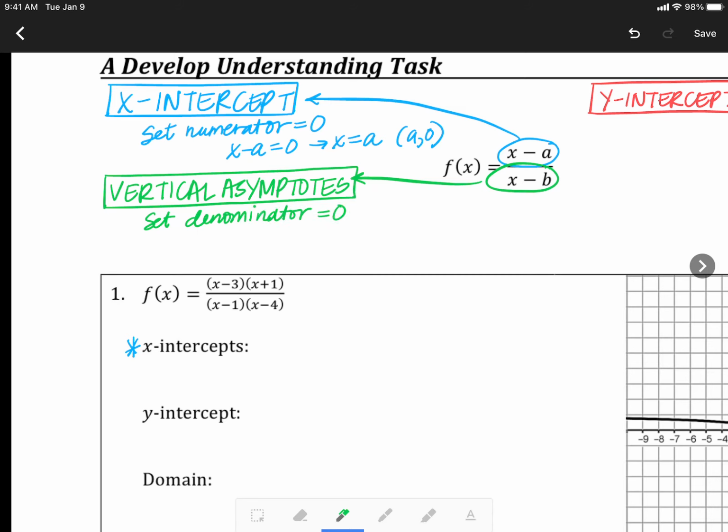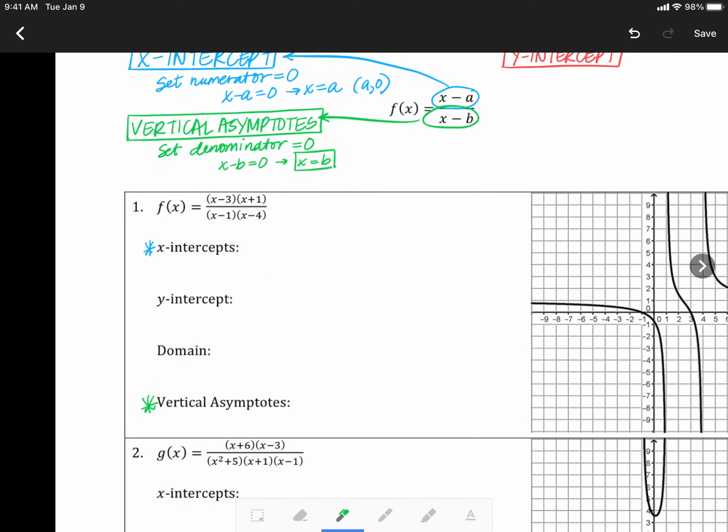Looking for those factors. So in this case, x minus b set equal to 0, and we would get x equals b, and that is our vertical asymptote. That's the goal. We want these equations x equals, x equals, x equals. So that's going to be how we find our vertical asymptotes.